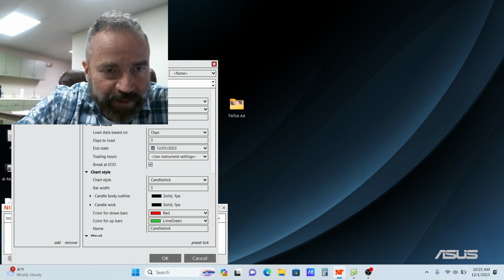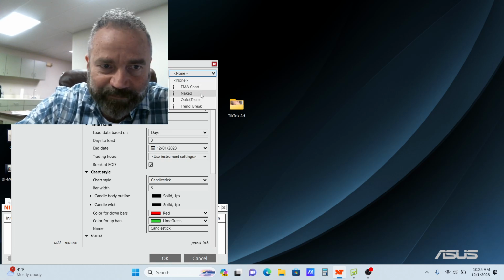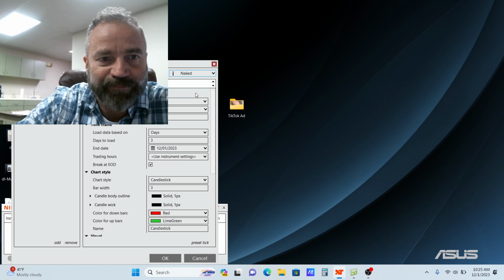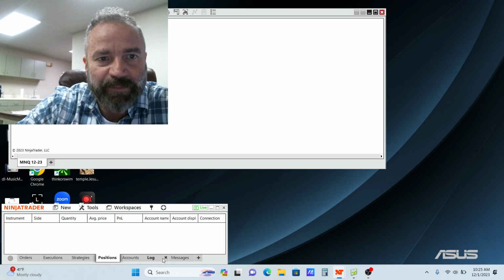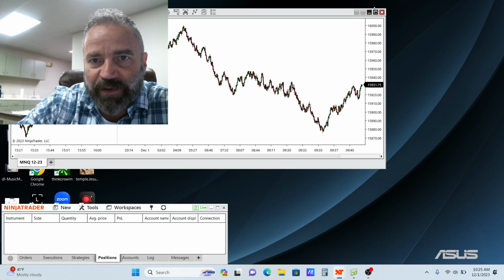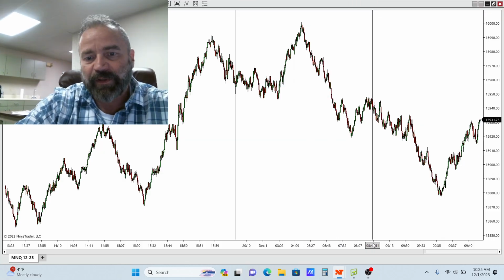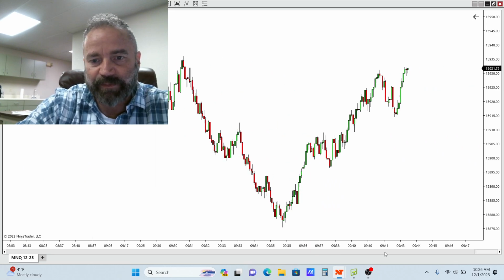And let's see here. I've created a template. I call it naked. Well, actually, we'll start with the naked chart, so I can show you what we're doing here. And go to OK. So here's my chart, 450 tick chart. That's what it looks like without any indicators on it. So let's zoom this in a little bit.